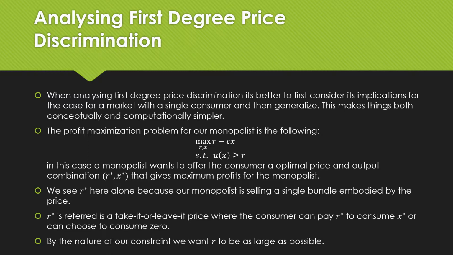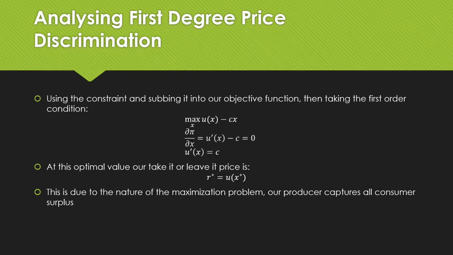By the nature of our constraint, we want R to be as large as possible, so that way profits are maximized. So using this constraint and subbing it into our objective function, we now have an unconstrained optimization problem, and we can take our first order condition. From here we see that our marginal utility from consumption of good X is equal to C. So this is a maximum value, right? At this optimal value, the take it or leave it price R star is equal to u(X star). So due to the nature of our maximization problem and the profit function, our producer captures all our consumer surplus in this case.